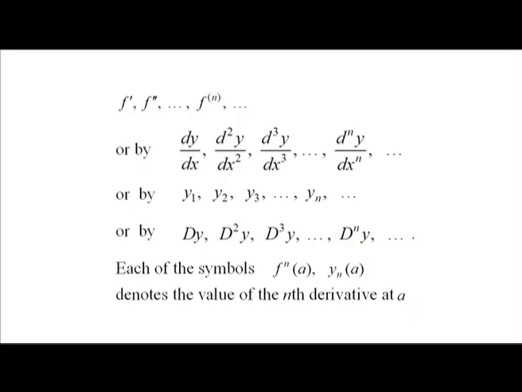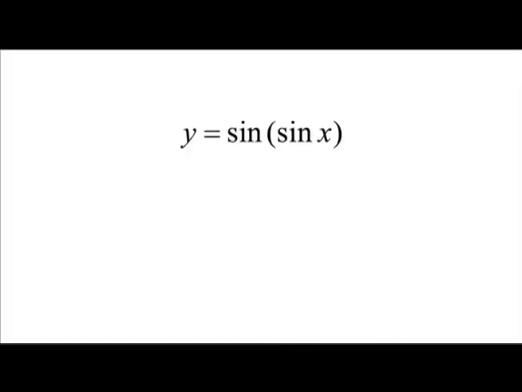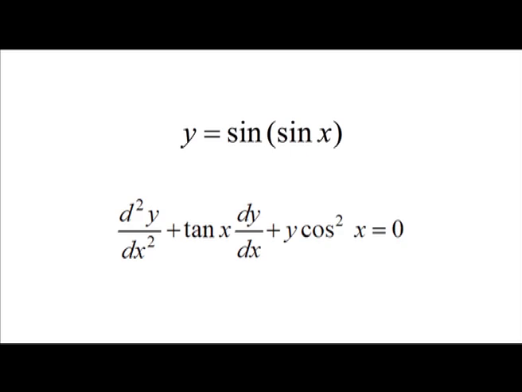We have noted in an earlier session that if y equal to f of x is a function of x, its successive derivatives are denoted by the following notations. As an example, if y equal to sin of sin x, we prove that d square y by dx square plus tan x into dy by dx plus y into cos square x equal to 0 for all those values of x for which cos x is not equal to 0.